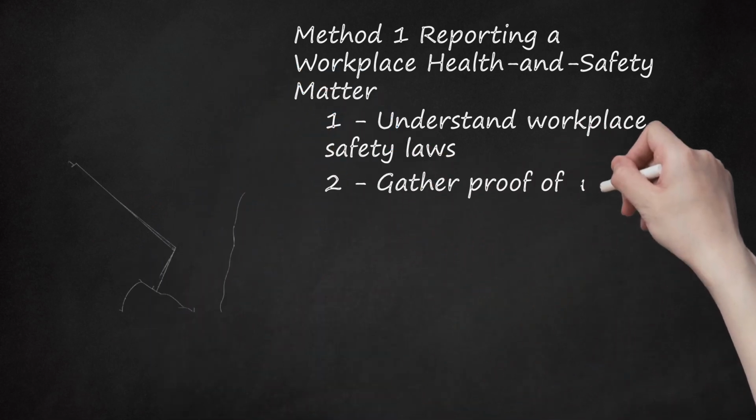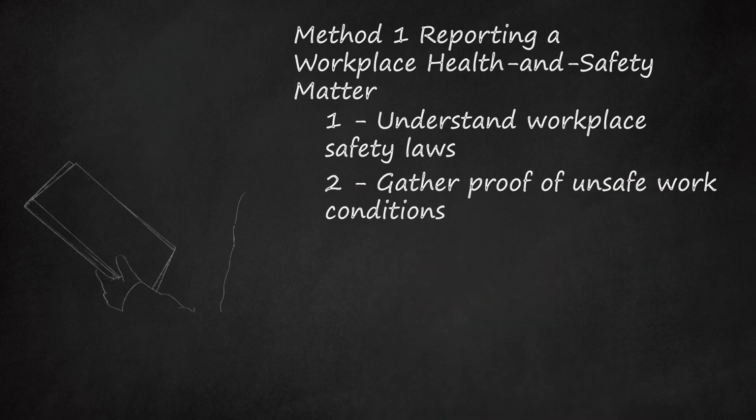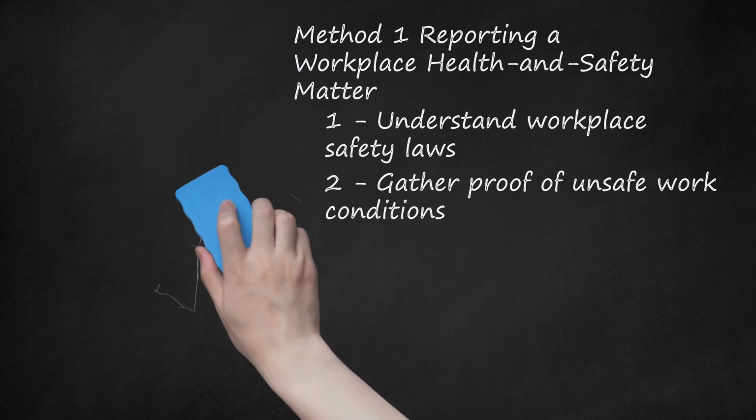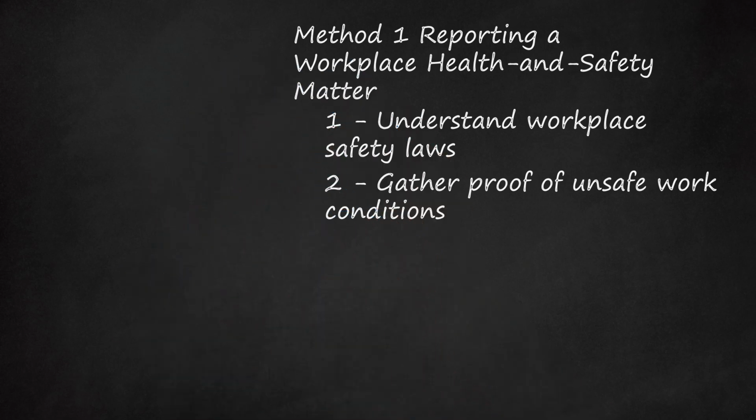2. Gather proof of unsafe work conditions. Examples of workplace hazards include uncovered floor openings, improperly stored hazardous material, and poorly maintained tools and equipment. Excessive heat at work and a lack of shade in outdoor workplaces also qualify as hazards. To determine whether or not you have a hazard, use this checklist. It can help you identify potential hazards that you should report.